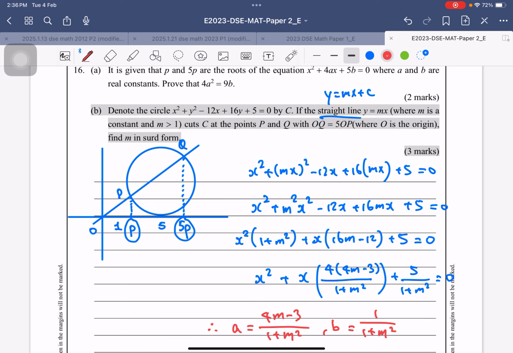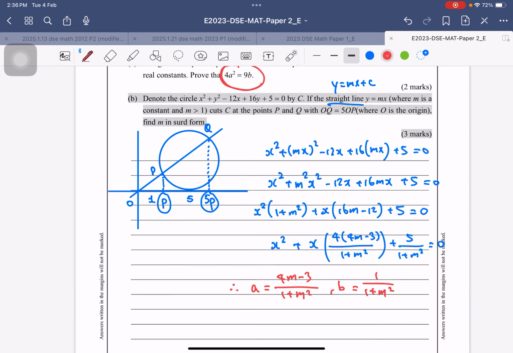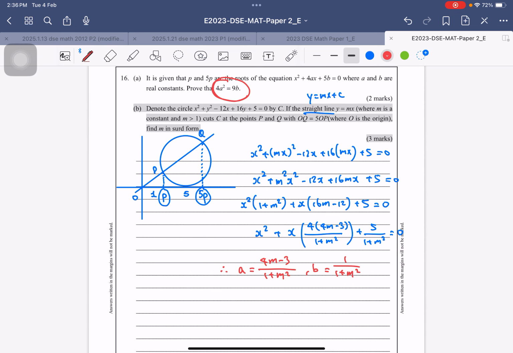Because we have from part A 4a squared equal to 9b, isn't it? Then I can just link them together. Because 4a squared equals 9b, what is a again? a is the whole thing here, squared: 4m minus 3 divided by 1 plus m squared equal to 9b. What is b? 1 over 1 plus m squared.